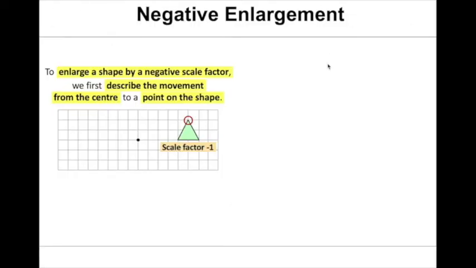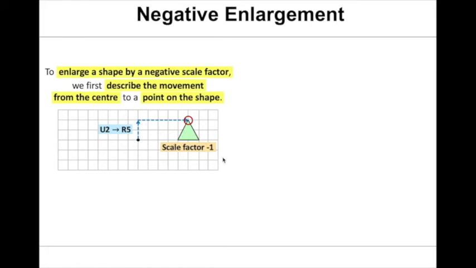In this last part of the presentation, we will cover negative enlargement. To enlarge a shape by a negative scale factor, what you need to do is to first describe the movement from the center of enlargement to a point on the shape. For example, this one here. This means you move up by 2 units, and you move to the right by 5 units. It's 1, 2, 1, 2, 3, 4, 5.